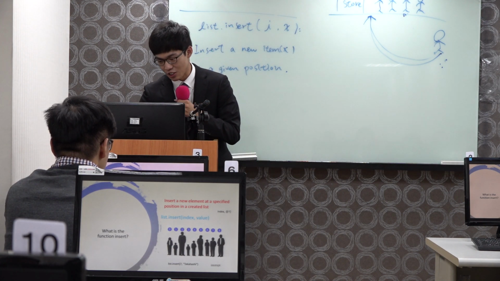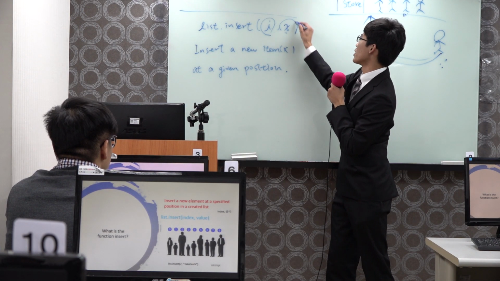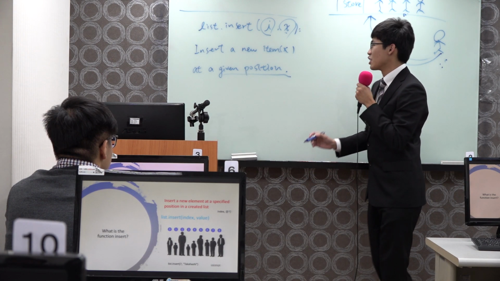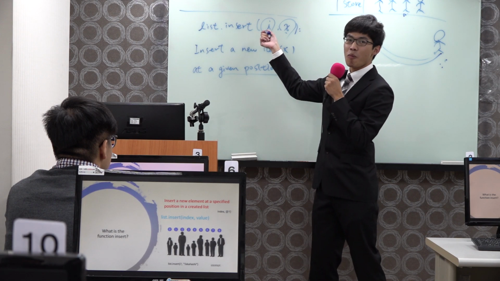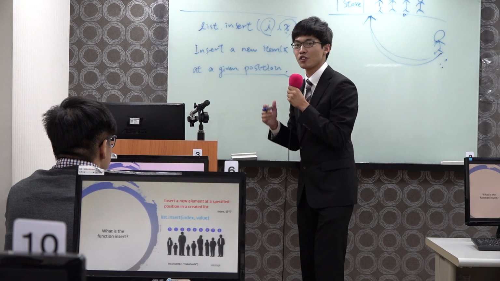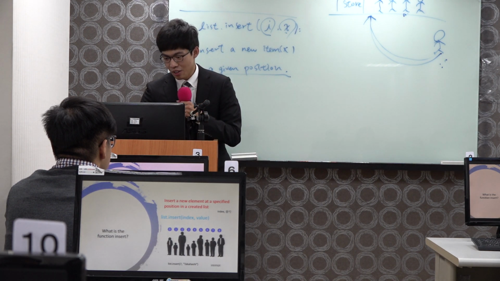Oh, sorry, I forgot to talk about these two parameters. What is the given position? The given position depends on the first argument, i. And i means the index, where you want to put the element. So let's see the example.